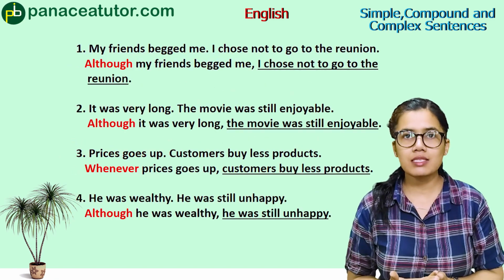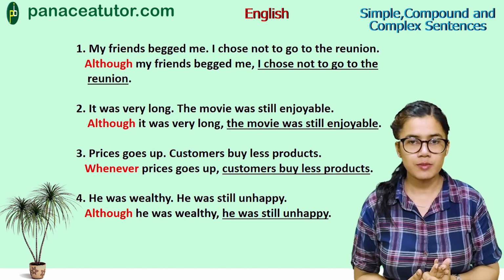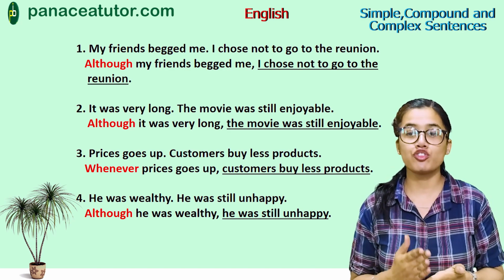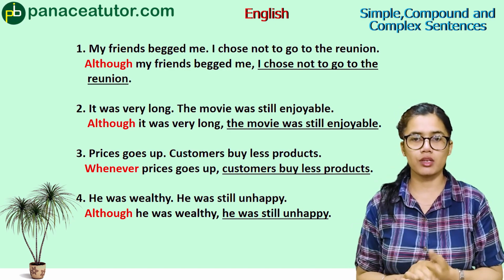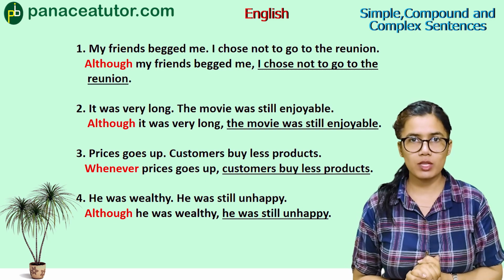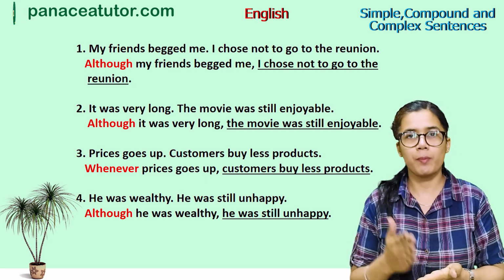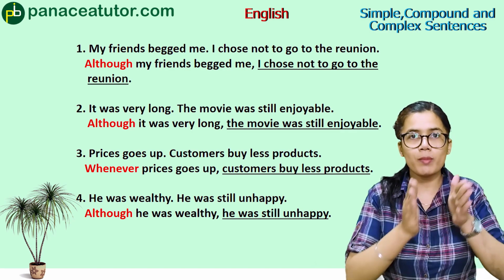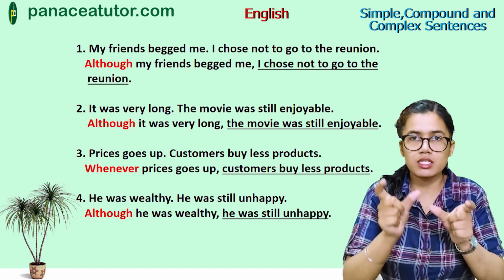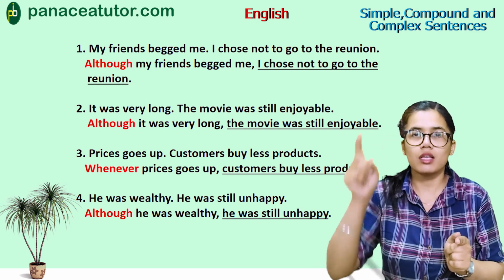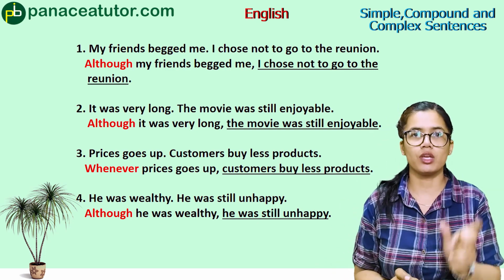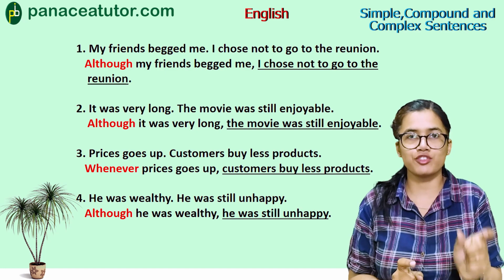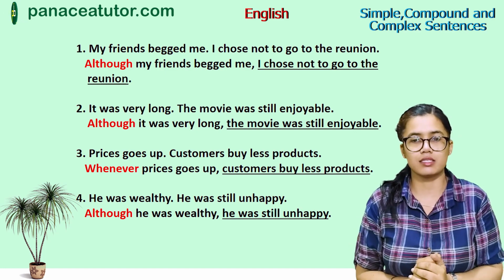So here are more examples of complex sentences. My friends begged me, I chose not to go to the reunion. So our complex sentence will be now, although my friends begged me, I chose not to go to the reunion. So although my friends begged me is dependent on what? It is dependent on I chose not to go to the reunion. We use a subordinating conjunction, that is although, in this sentence.